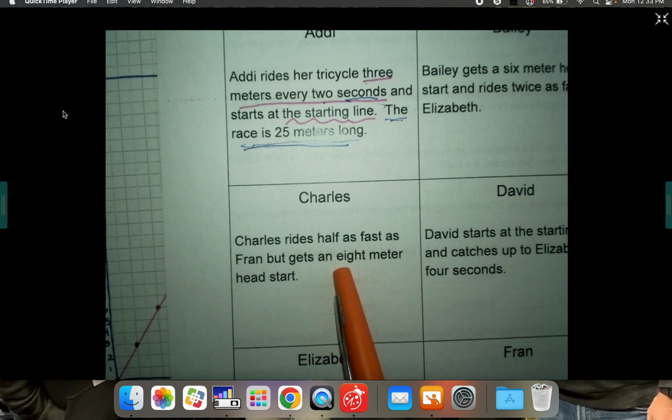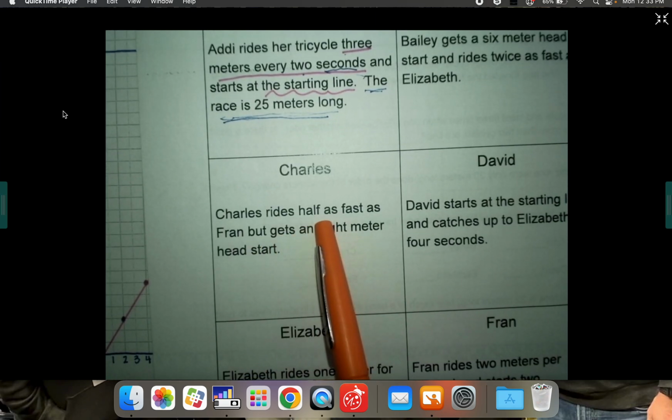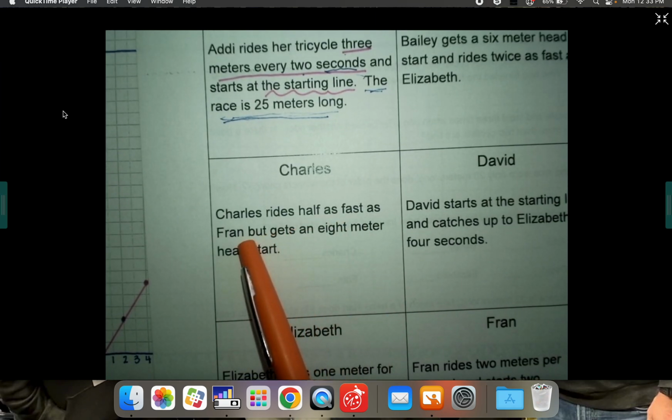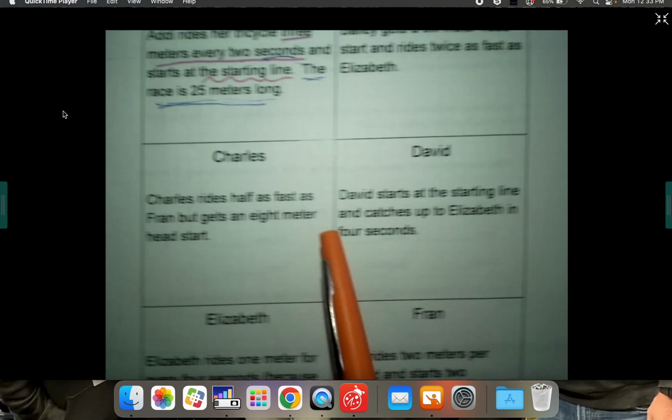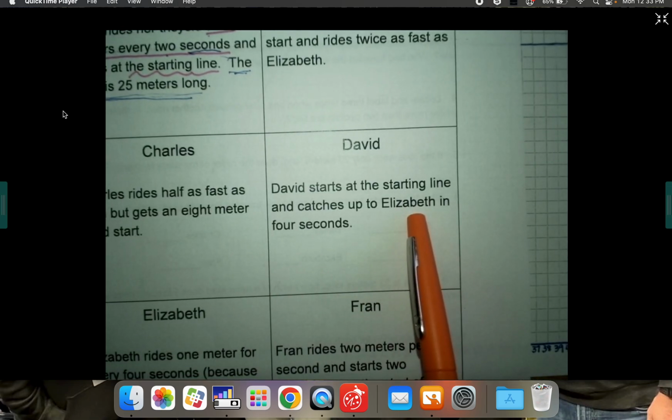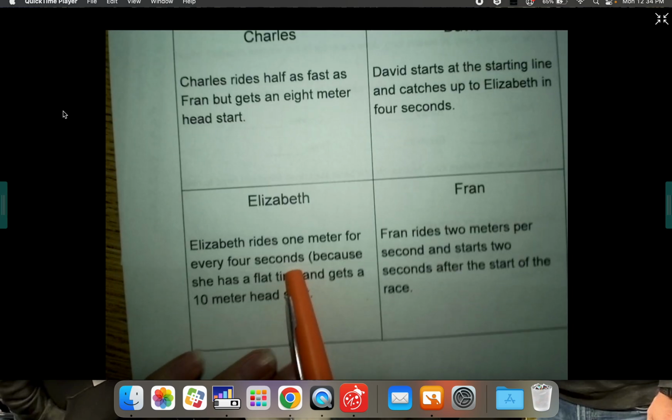Let's go on and see if we can do Charles. Charles rides half as fast as Fran. Well, that's a problem because we haven't done Fran's line. Let's go to David's. Oh, his depends on Elizabeth's. We haven't done hers either. So how about this one?